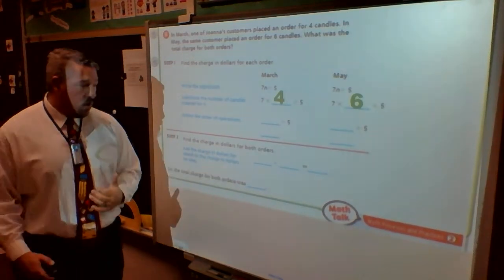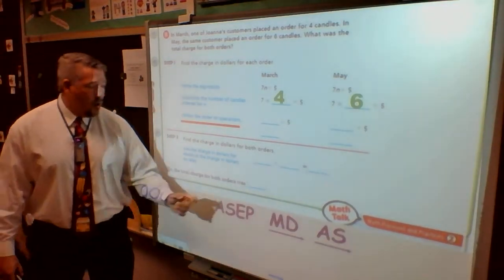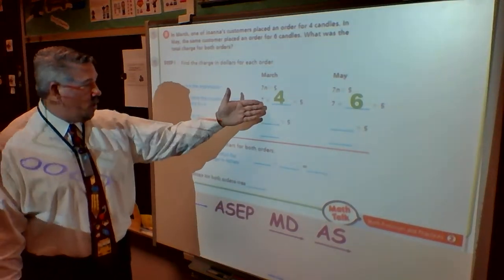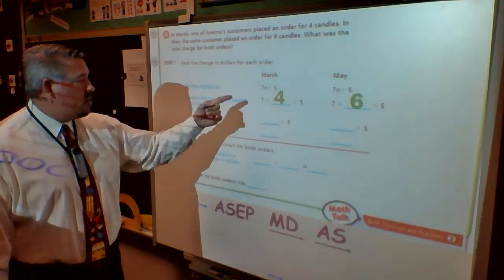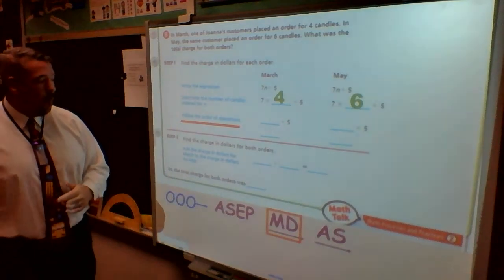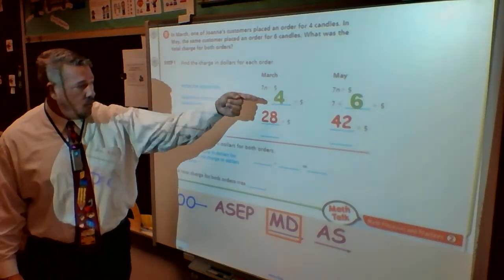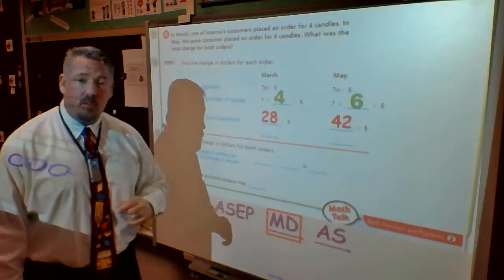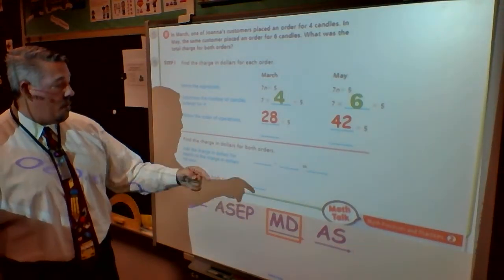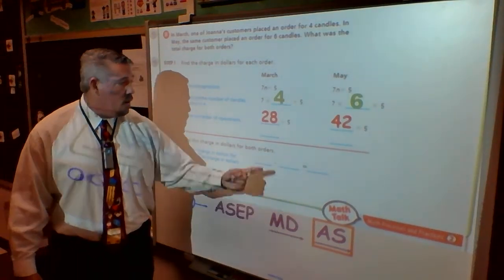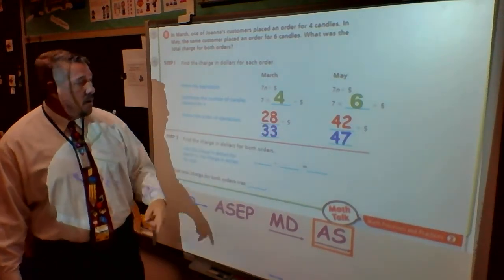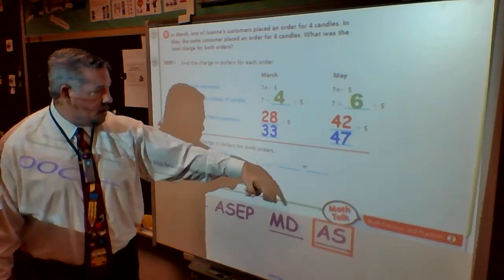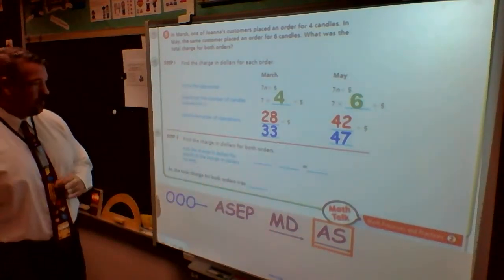So my order of operations tells me to multiply and divide from left to right. I'm going to start with my multiplication. 7 times 4 is going to give me what? Well, 7 times 4 is 28, and 7 times 6 is 42. Then I'm left with my addition and my subtraction, so I have 28 plus 5, and then on this one I have 42 plus 5. So I have 33, I have 47.